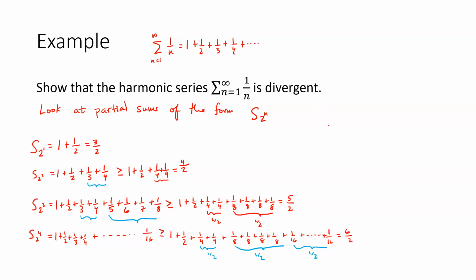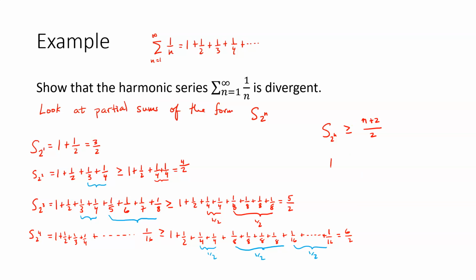So in general, what we've shown is that s_(2^n) is going to be greater than or equal to (n plus 2) over 2. Right, so we can kind of see that pattern here. When n was 1, this was 3 over 2. When n was 2, this was 4 over 2. When n was 3, this was 5 over 2, and so on.